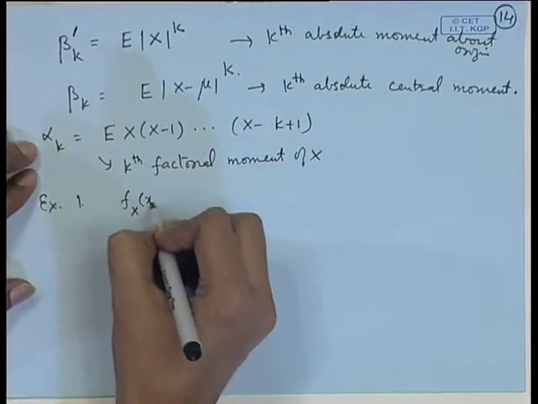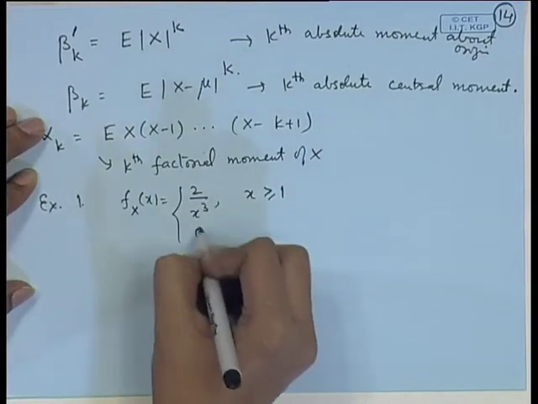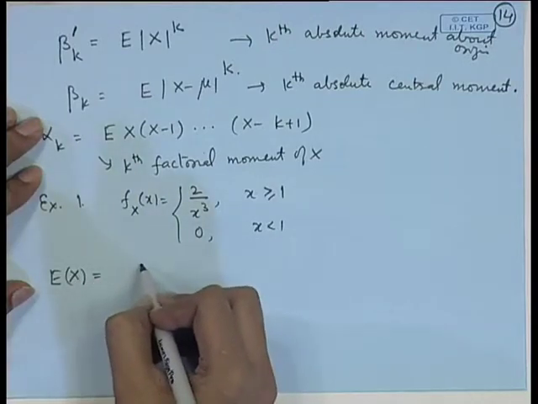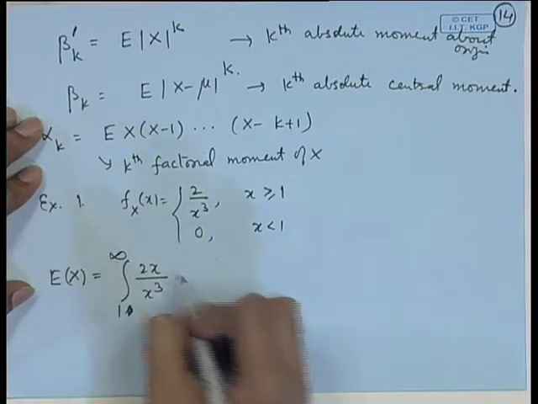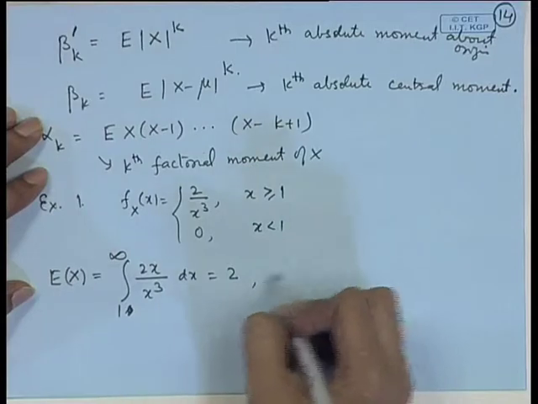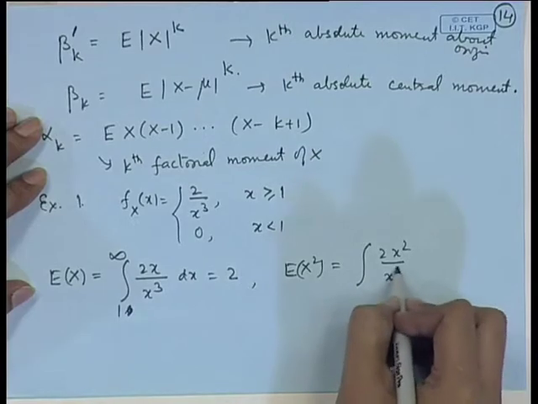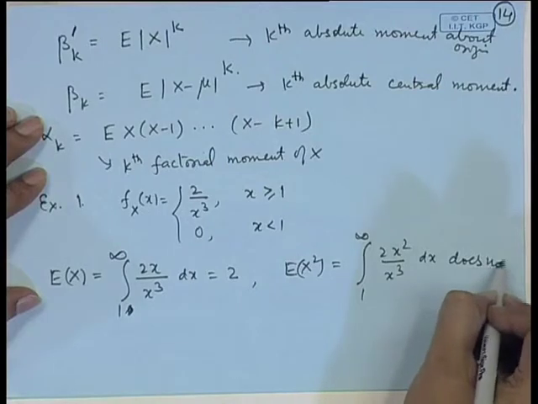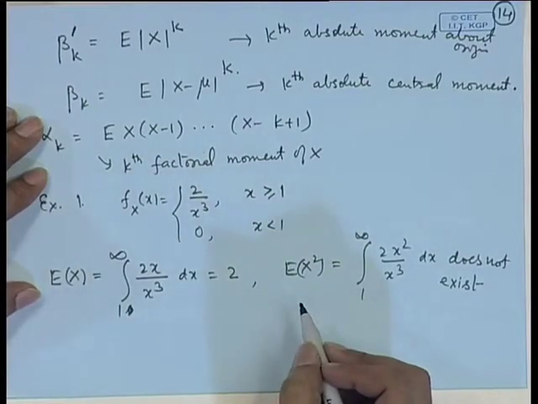If I consider f x is equal to 2 by x cube for x greater than or equal to 1 and 0 for x less than 1. If we consider expectation of x, then it is equal to integral 1 to infinity of 2 by x square dx, that is equal to 2. If we consider expectation of x square, then that is equal to integral 1 to infinity of 2 x square by x cube dx. Clearly, this is divergent. So, a lower order moment may exist, but a higher order moment may not exist.